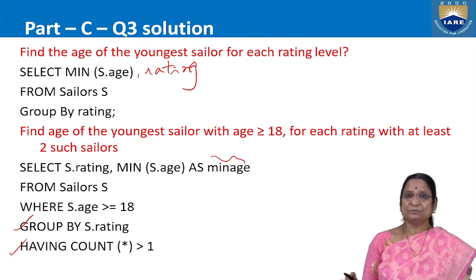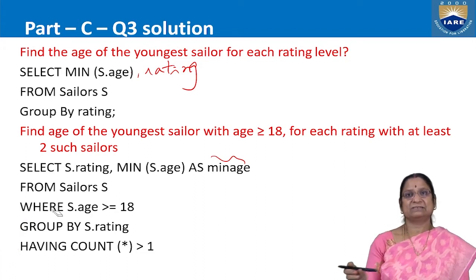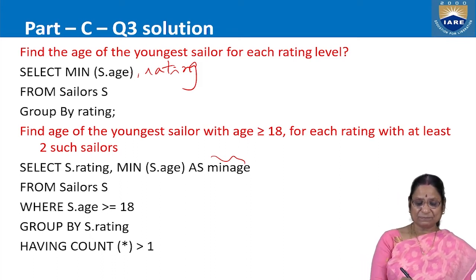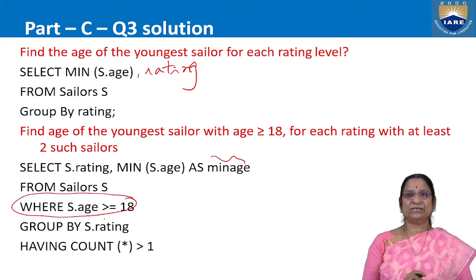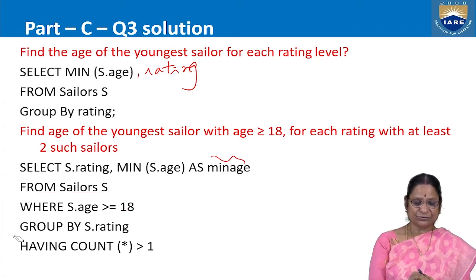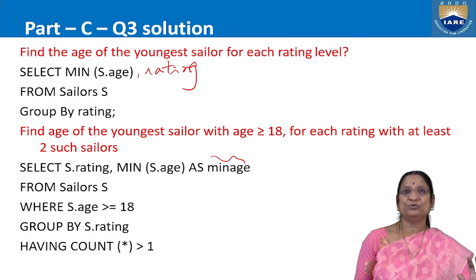But what are the groups to be considered? Which groups have a minimum of 2 members? So that's why we have HAVING COUNT(*) greater than 1. Greater than 1 means 2 stars, or greater than or equal to 2. Both are one and the same. So you observe here, we are filtering first only for the group of sailors who are able to vote. After that, we are grouping them. On grouping, again we are filtering them. So, WHERE is used to filter the original data, and HAVING is used to filter group data.